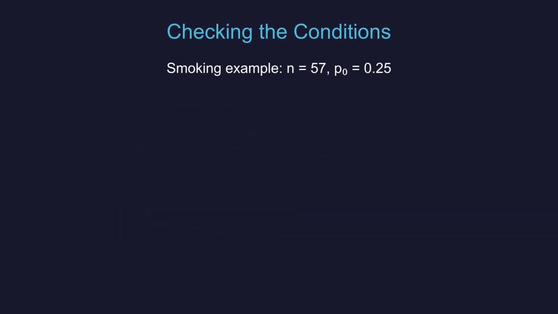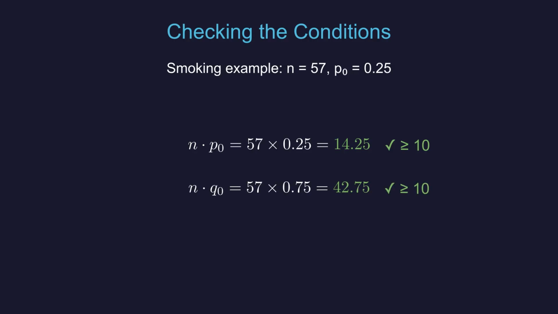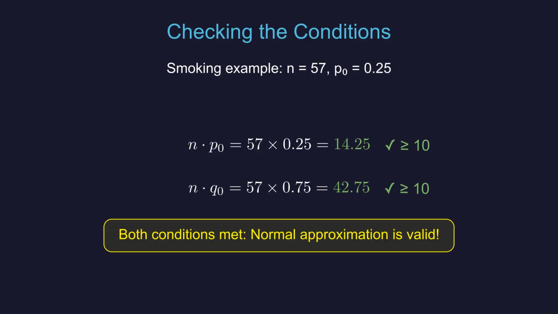Let's verify the conditions for our smoking example. We have n equals 57 and p naught equals 0.25. n times p naught is 57 times 0.25, which equals 14.25. That's at least 10. Check. n times q naught is 57 times 0.75, which equals 42.75. Also at least 10. Check. Both conditions are satisfied, so the normal approximation is valid for this example.